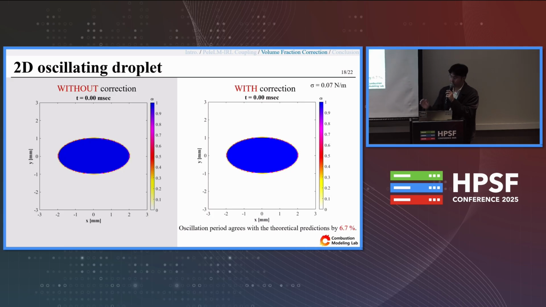Also, these are the videos without correction and with correction for the oscillating droplet. Without the correction, you again see some holes inside the elliptical droplet, and the elliptical droplet's shape is not retained. Using the correction, it oscillated well, and the oscillation period agrees with the theoretical prediction within 6.7%.